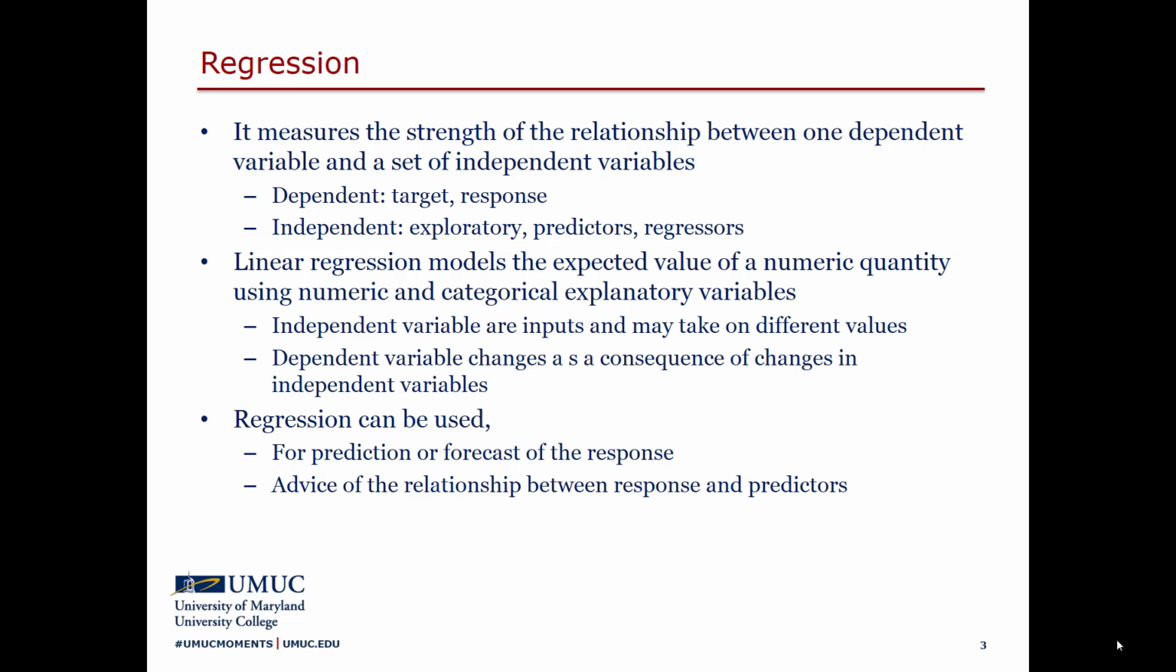So what does a linear regression model? It models the expected value of a numeric quantity. That means the dependent variable or the target variable is a numeric variable, while the explanatory variables can be numeric or categorical or any combination of these types of variables. So the independent variables are basically input variables and can take many different values, while the dependent variable changes as a consequence of the changes in the independent variables.